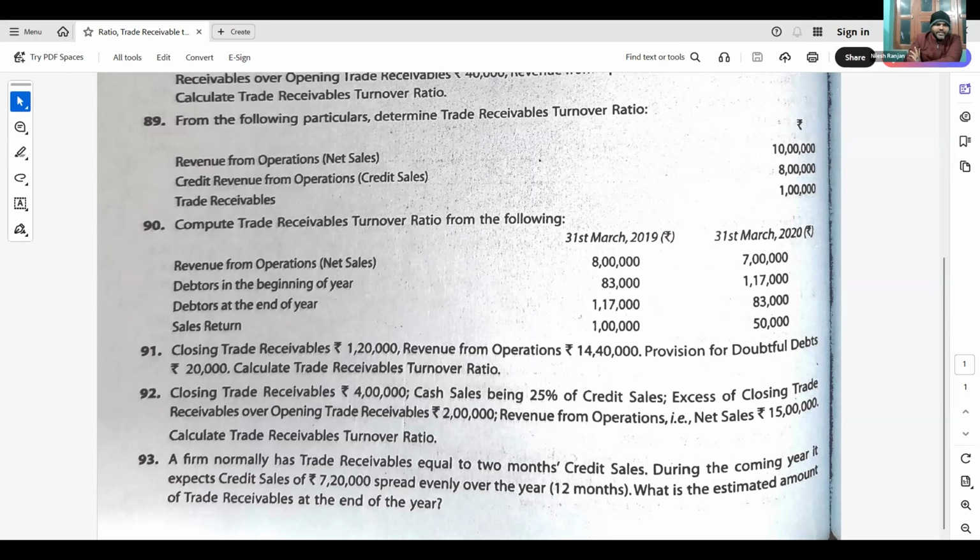Okay, so how much is your credit sale? 12 lakh? Yes, sir. Okay, 12.